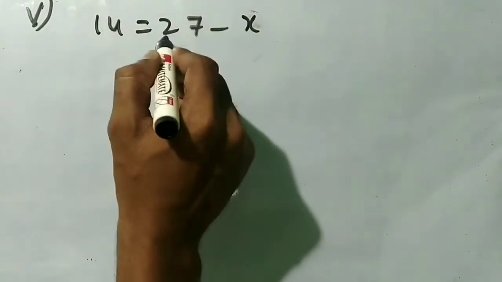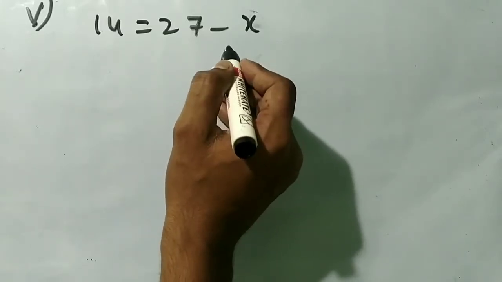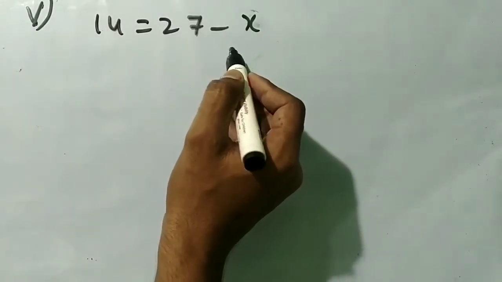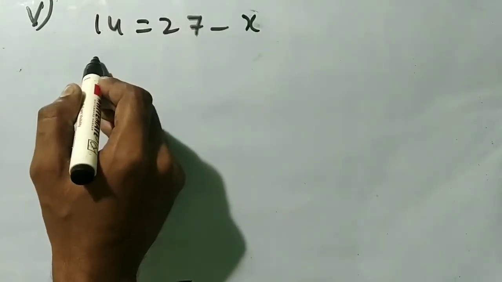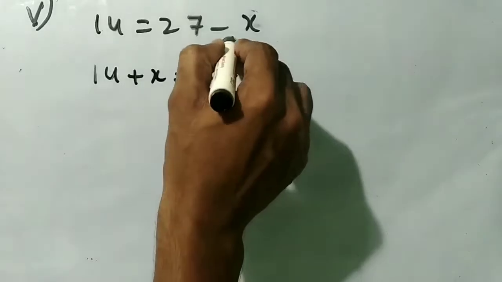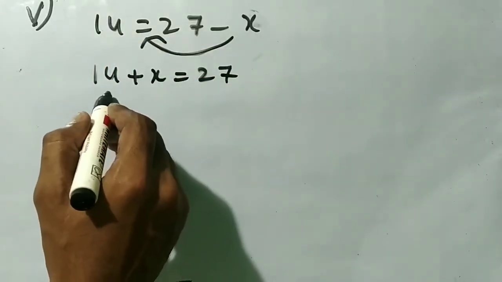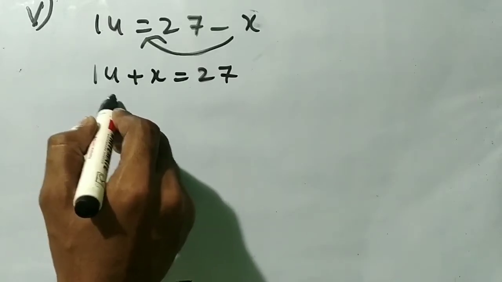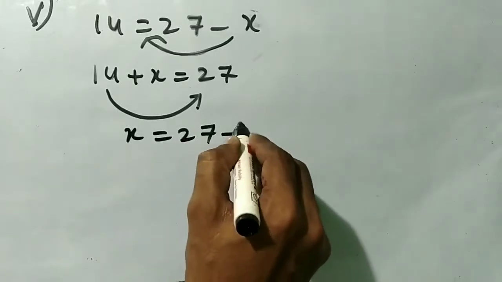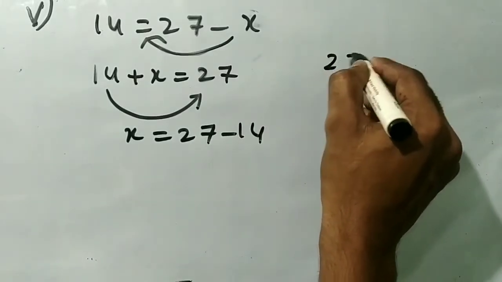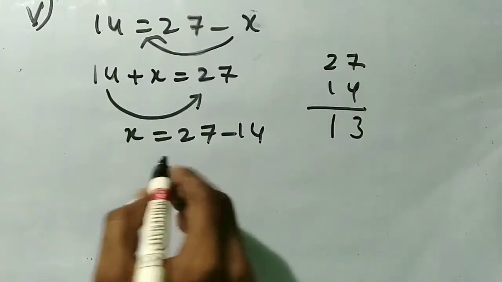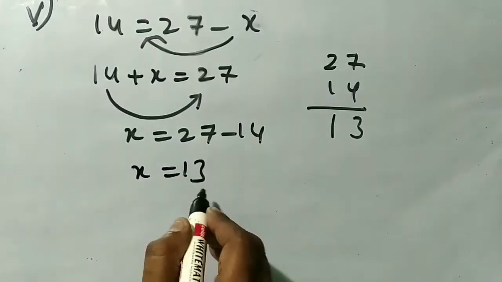14 is equal to 27 minus x. So let's transpose this minus x. When minus x on the RHS transposes to the LHS, it becomes plus x. That is 14 plus x is equal to 27 when it goes to this side. And here 14 is plus; when it goes to the RHS, it becomes minus. That is x is equal to 27 minus 14. 27 minus 14: 7 minus 4 is 3 and 2 minus 1 is 1. So x is equal to 13. We got x is equal to 13 as the answer.